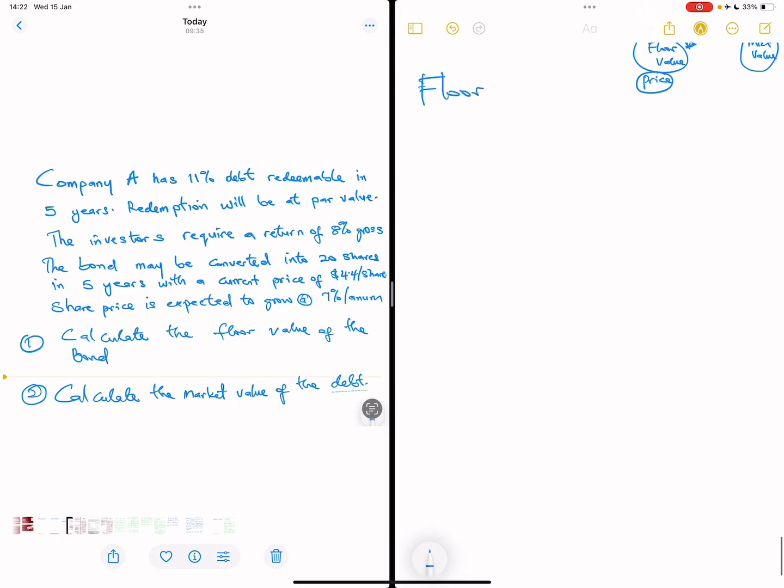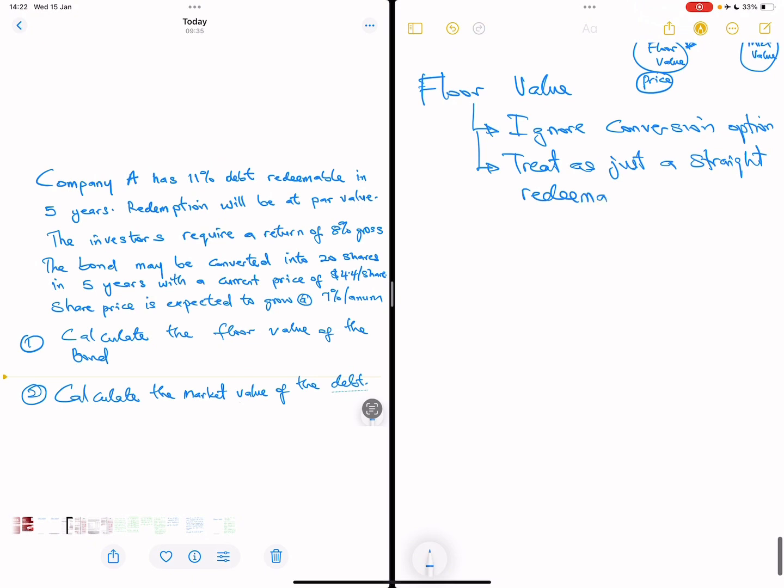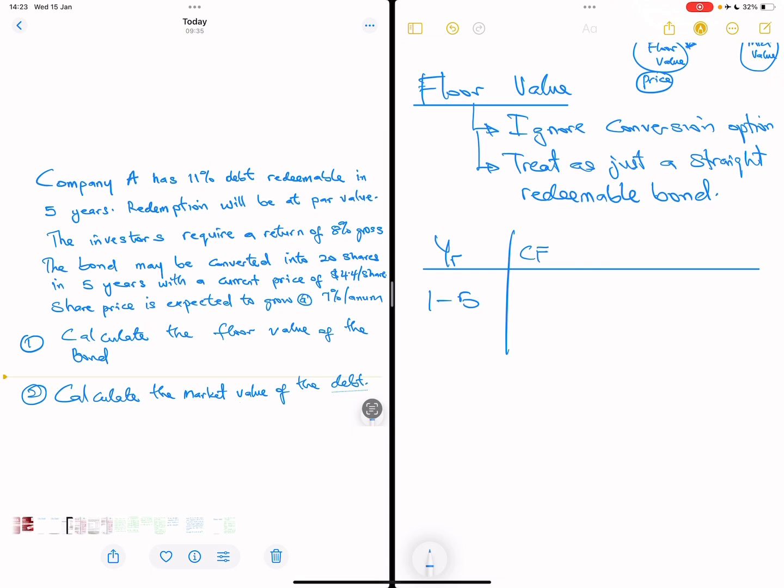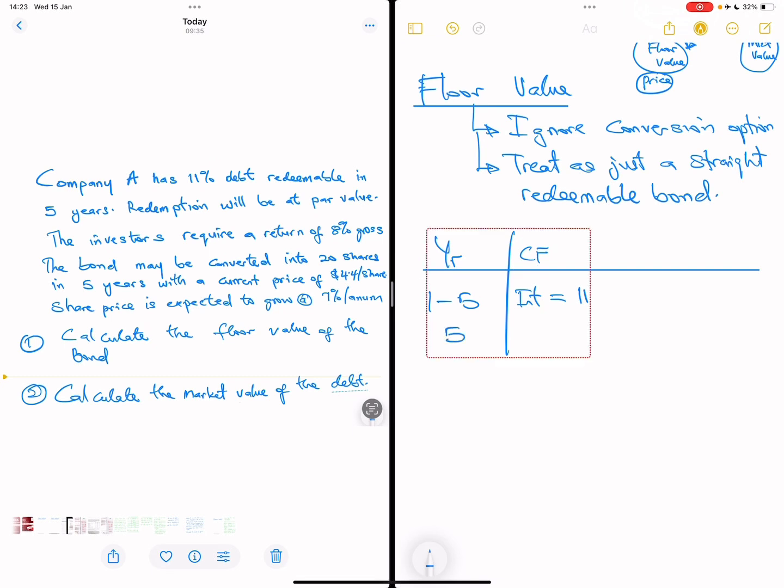So take note so that you don't get confused. Anytime you are asked to calculate floor value, what we're saying is ignore the conversion option. You treat it as just a straight redeemable bond. That's what floor value is talking about. So if we're going to treat it as a redeemable bond, it means that we need our interest, so we plot our cash flow as we normally do. We have a 5-year bond, so years 1 to 5 will have cash flow, which will be interest, and that interest is 11, because that's 11%. And on year 5, there will be a redemption at par, and that will be 100.